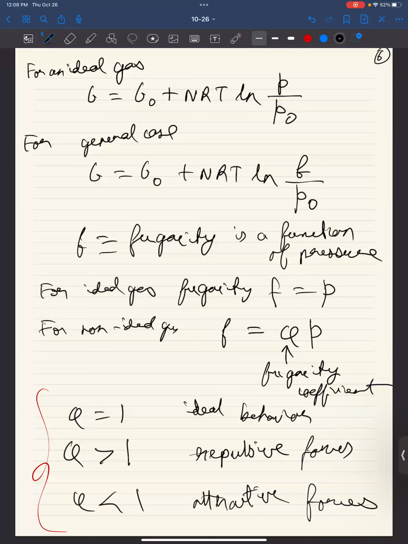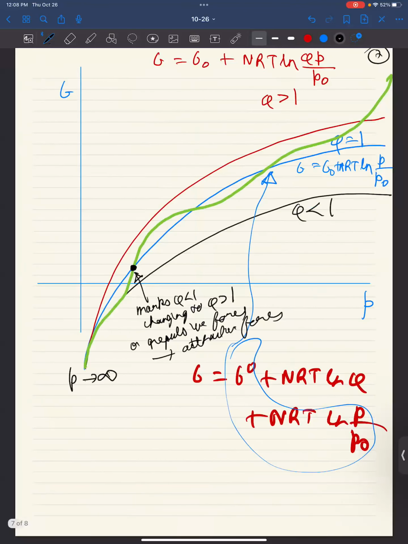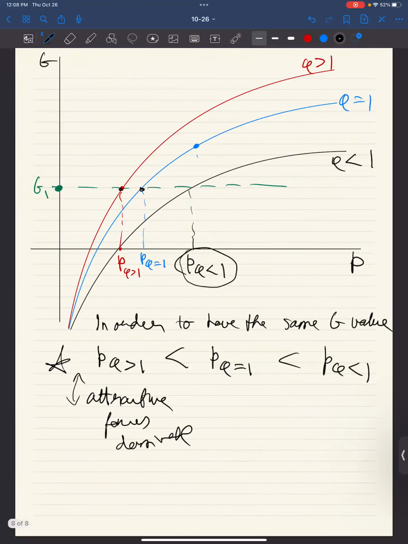Did some other sources say that for phi less than one, the attractive forces would dominate for the range P equal to 0 to P equal to current pressure? Yeah, no, this is correct. I don't doubt this. I think there is a problem in my argument. This is correct. Phi less than one is attractive forces. Phi more than one is repulsive forces. There is something wrong in drawing this horizontal line.